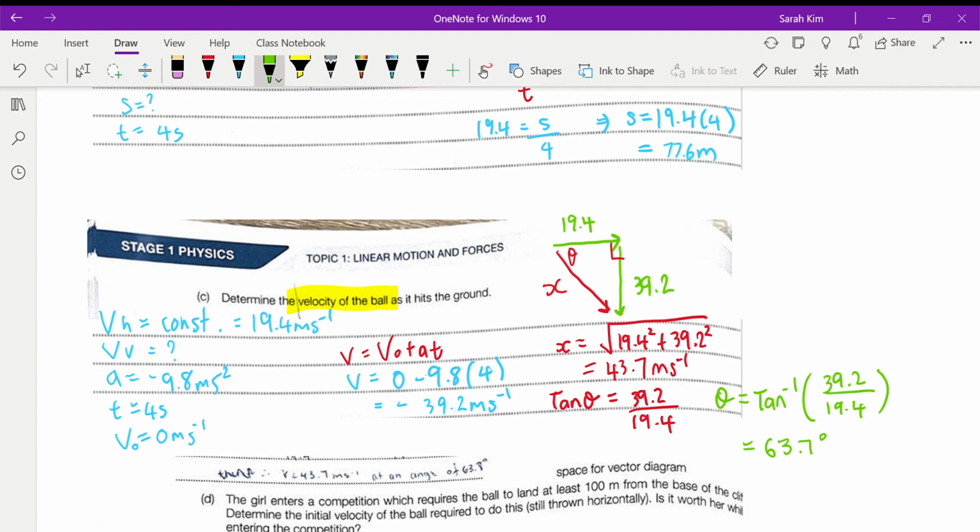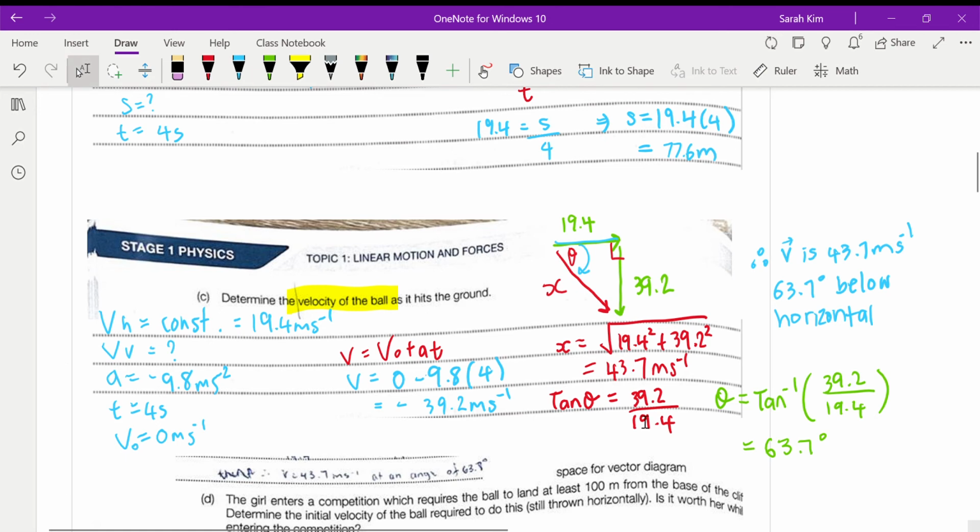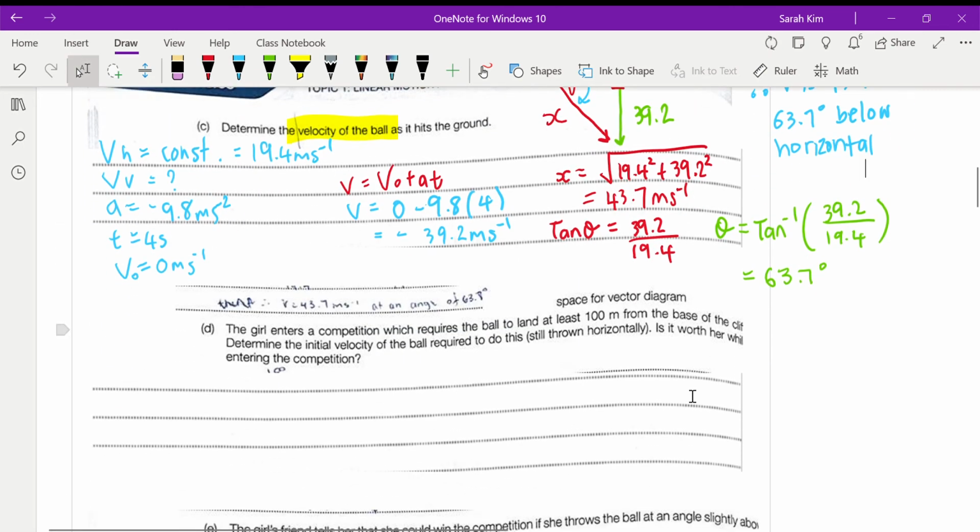So let's conclude our answer. So therefore, my velocity is 43.7 meters per second, 63.7 degrees. Now, when we do equations of motion, you can write below or above horizontal, basically. Below horizontal, because that's the horizontal line and it's below it. That's it. Done.